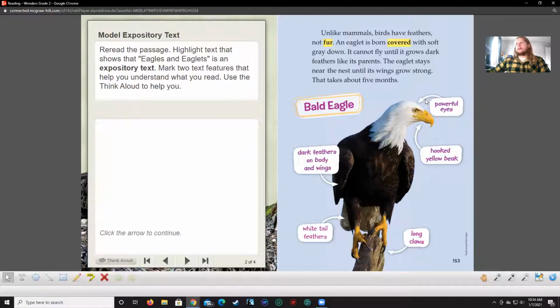So we're going to go more about expository text when we get into class. That's just an introduction. So remember, expository text gives you facts about a topic. So we're learning about eagles, which means it's in the real world. All right, perfect. So that's the first part.